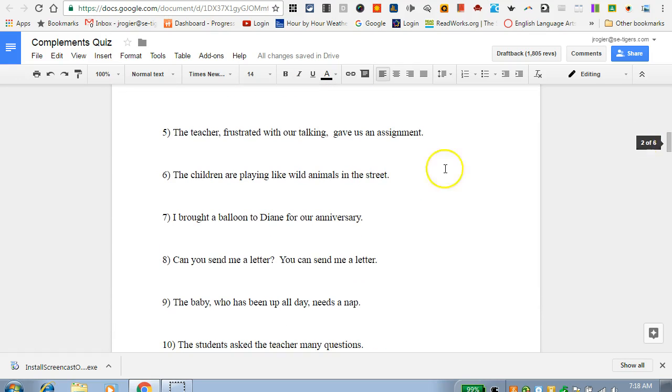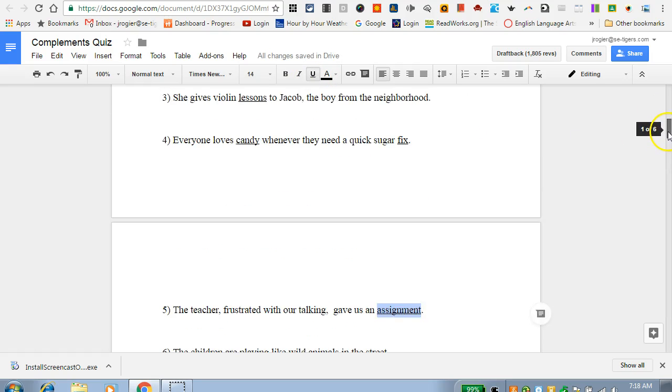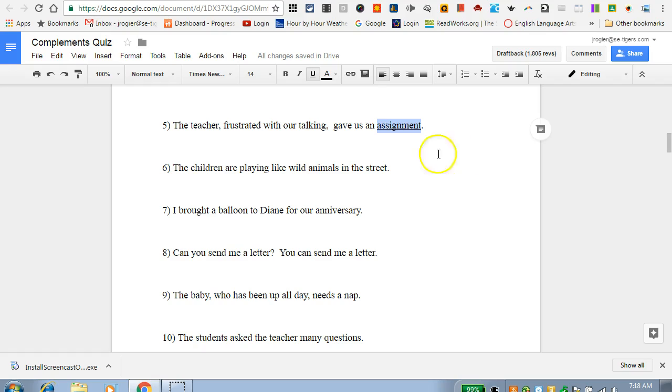Number 5, the teacher, frustrated with our talking, gave us an assignment. In this one, you want to kind of ignore frustrated with our talking. So the teacher gave, whom or what did the teacher give? An assignment. It gave an assignment. Now, here is the first time that we actually have an indirect object. Who received the assignment? Us. It works because it is before the direct object, therefore making it an indirect object.